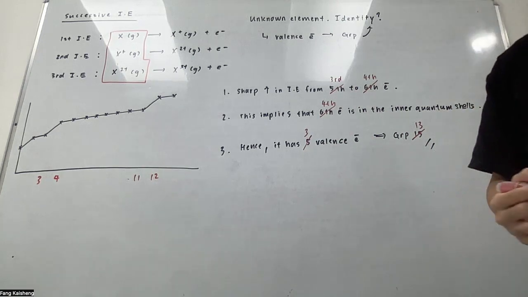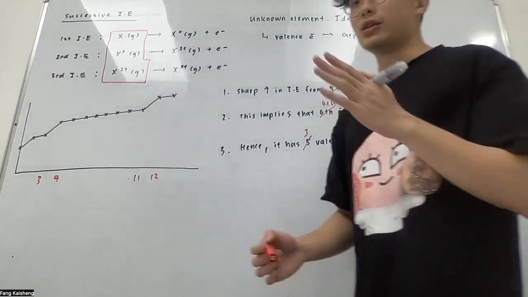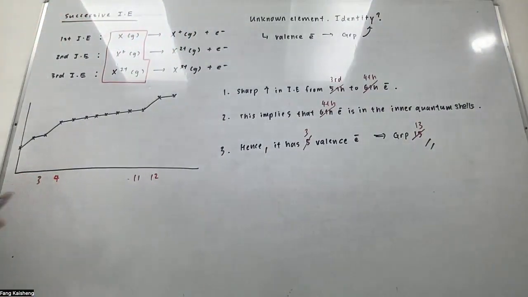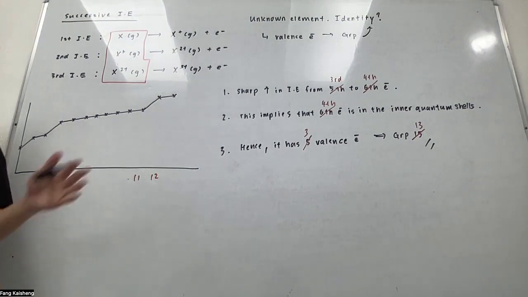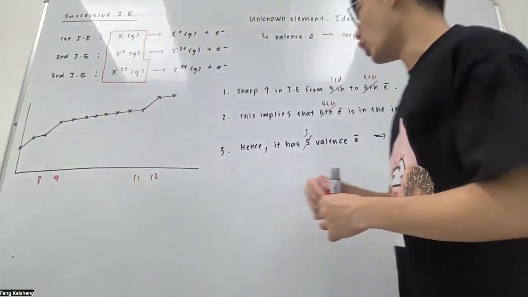Okay, but that's not it. They want us to determine who exactly from group 13. So can you tell me what some possible options are? You can take a look at the data booklet. But if you don't have a data booklet, let's take a look. I'm going to give you 2 options.